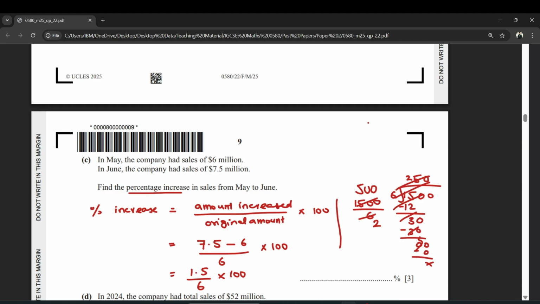Okay, I see what the problem here is. My bad. 1.5 times 100. I thought it's 15 times 100. That should be 150 over 6. Okay, right. Now that's perfect. So that should give us 25%. Okay, now that makes sense.